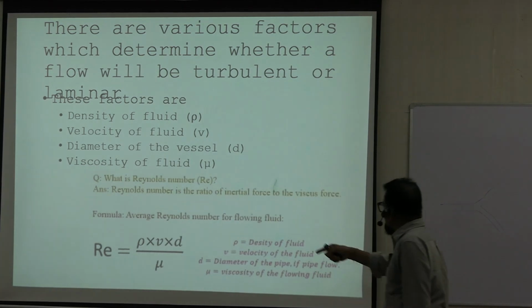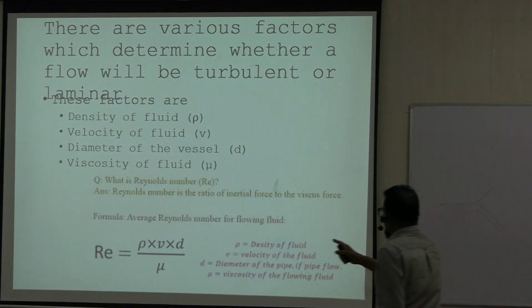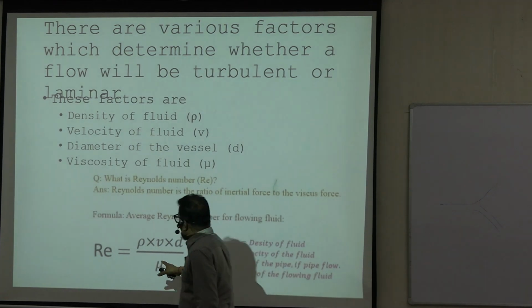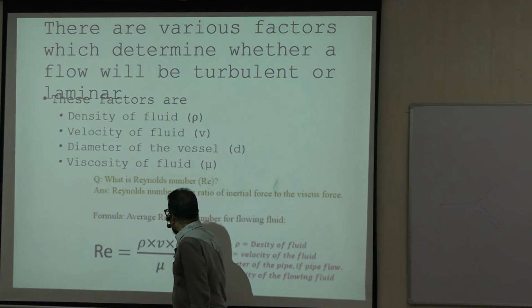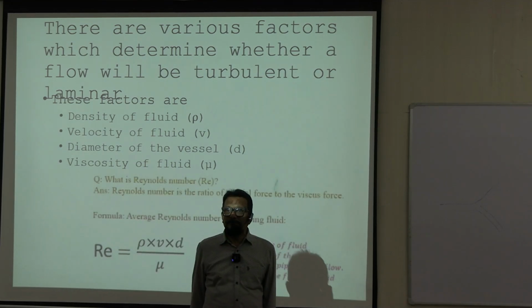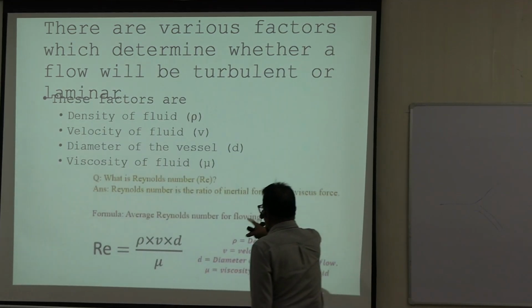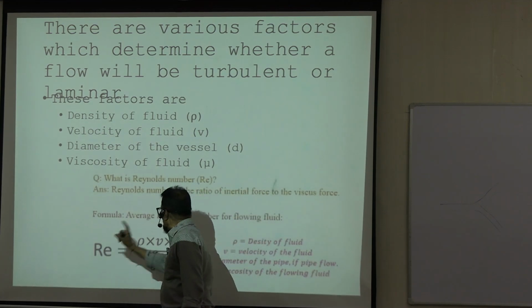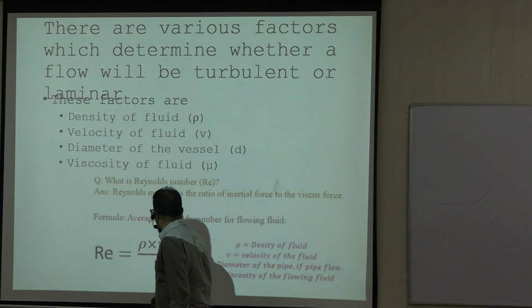From this relationship, you must remember this. Viscosity is inversely related to the Reynolds number, and these others are directly related to it. So whenever velocity is increased, the Reynolds number will be increased. When the diameter is increased, the Reynolds number will be increased.